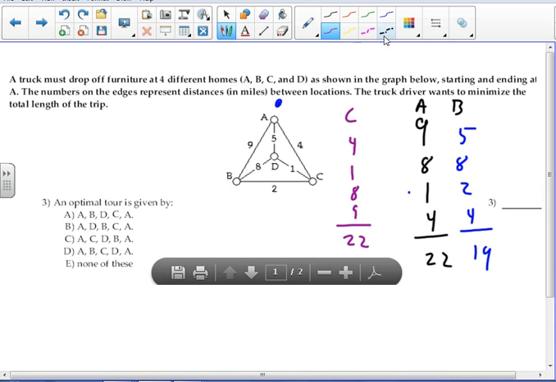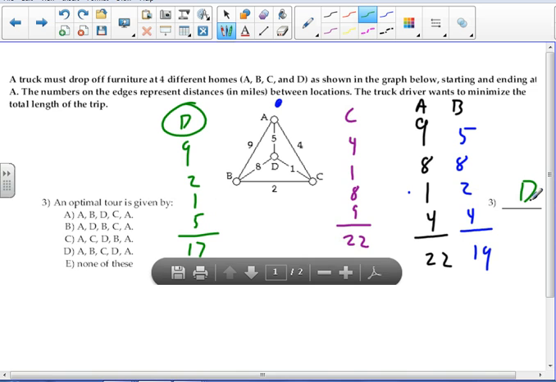And then my D answer, A to B for 9, B to C for 2, back to D for 1, up to A for 5, for 17. So D wins. And that's what we would do.